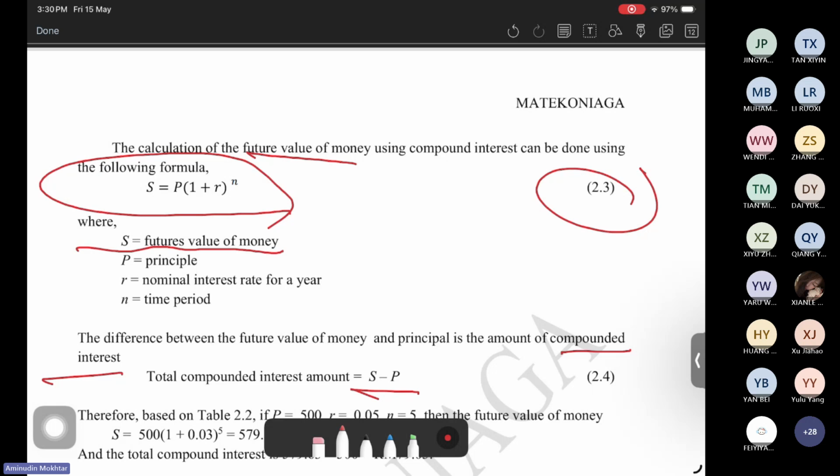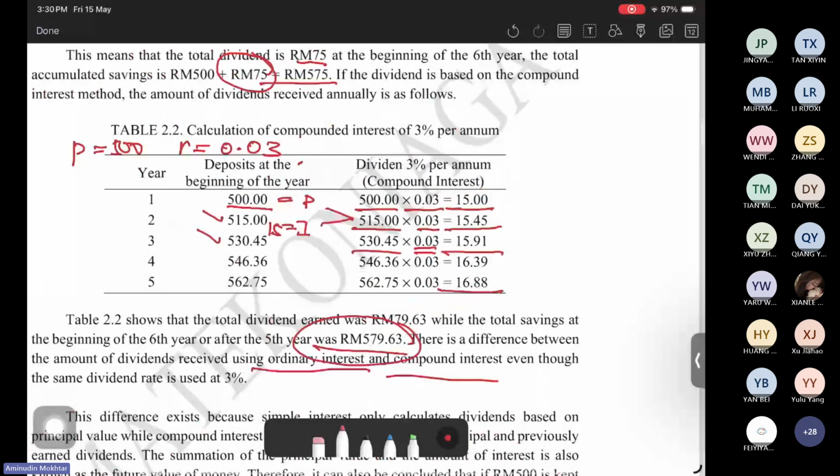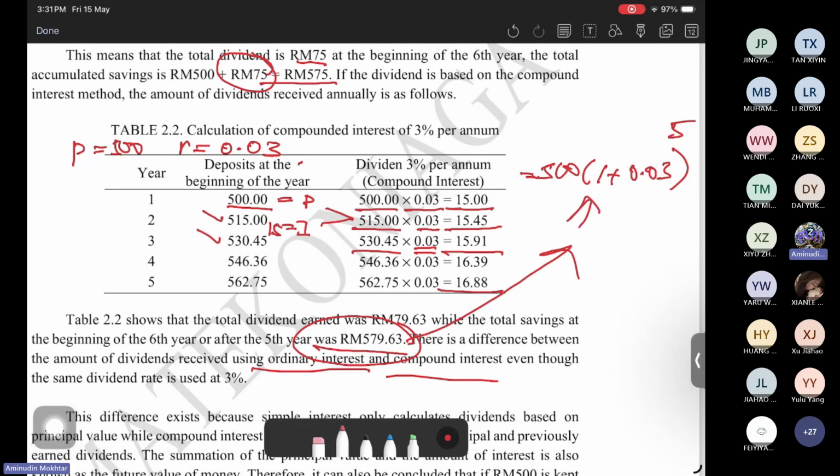So if you refer back to our example 2.2, we have this amount. Based on the future value formula, this is equal to 500 times 1 plus interest rate 0.03 to the power of 5, for 5 years. The answer is equal to 579 and 63. That's the concept. That's it about the compound interest.